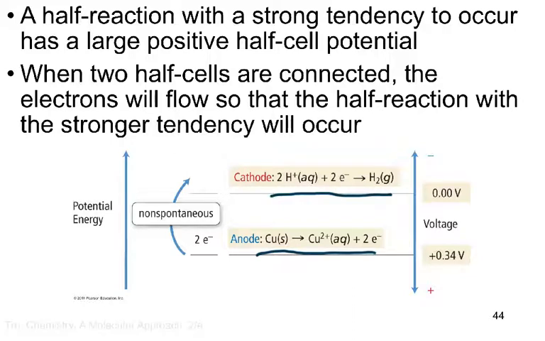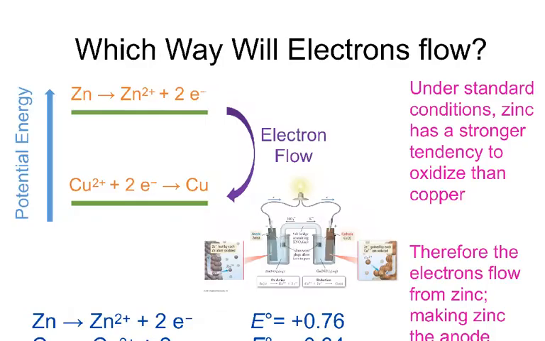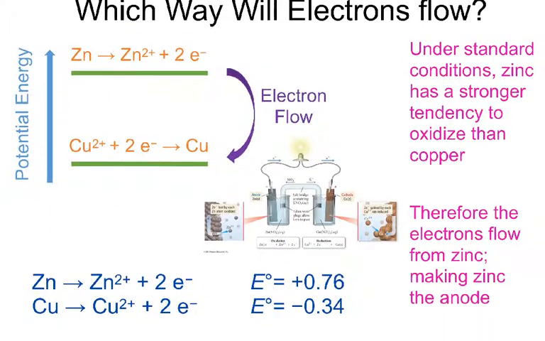We can see that this reaction at the anode has a more positive cell potential, and so the electrons are going to flow this way. Going the opposite way would be non-spontaneous. So how do we tell which way electrons will flow?